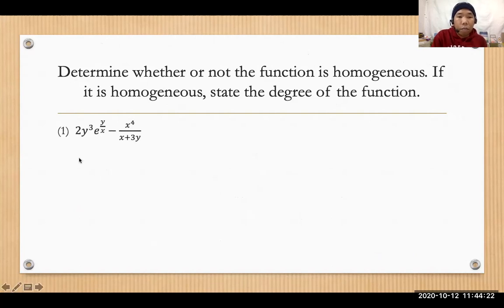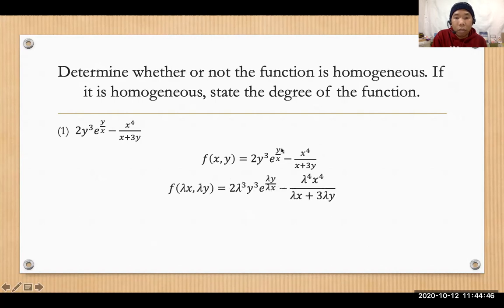Okay, again, the given example is the function 2y cubed times e raised to y over x, minus x raised to 4 over x plus 3y. So again, this is our given function f of x and y. Now, what we will do here is we replace x by lambda x and y by lambda y. So replace those variables here.